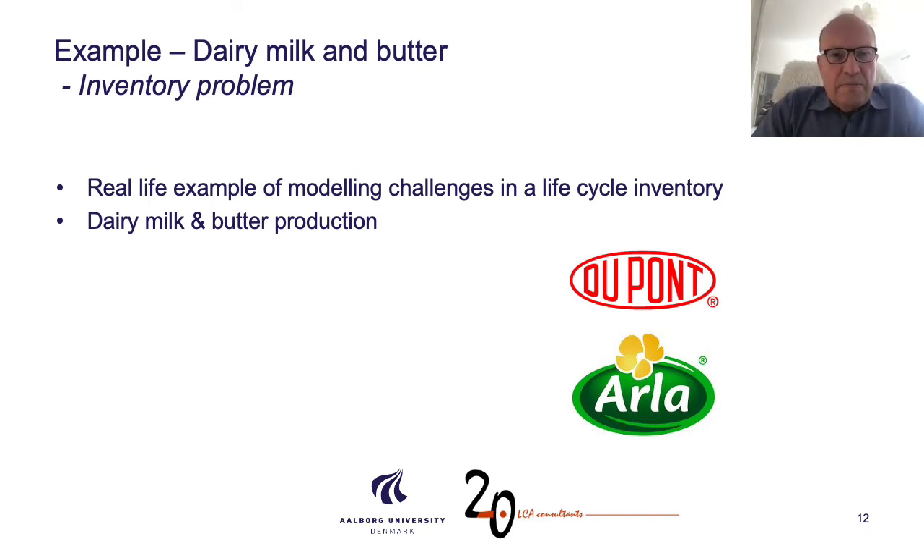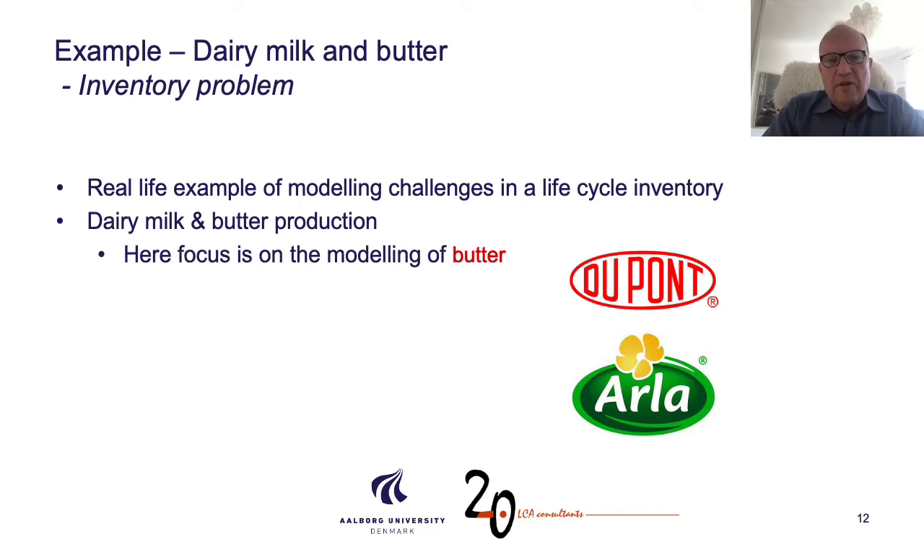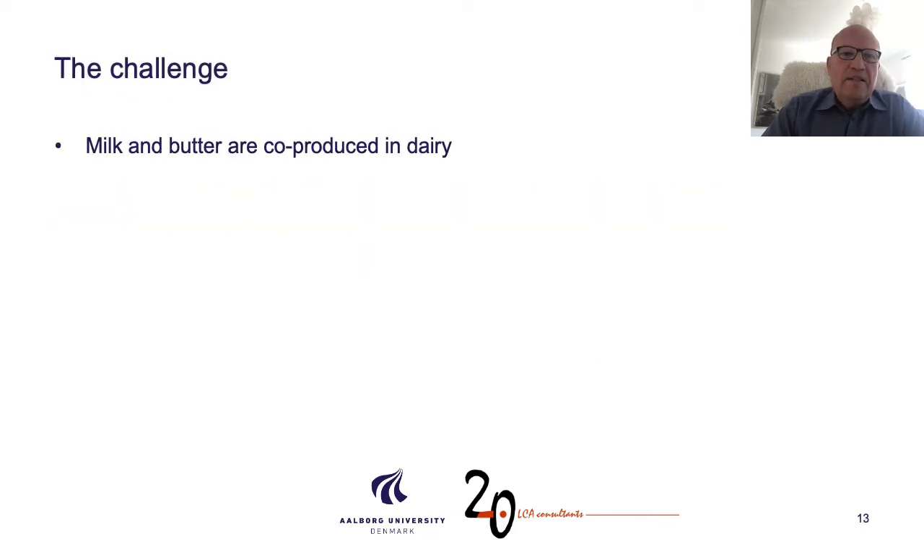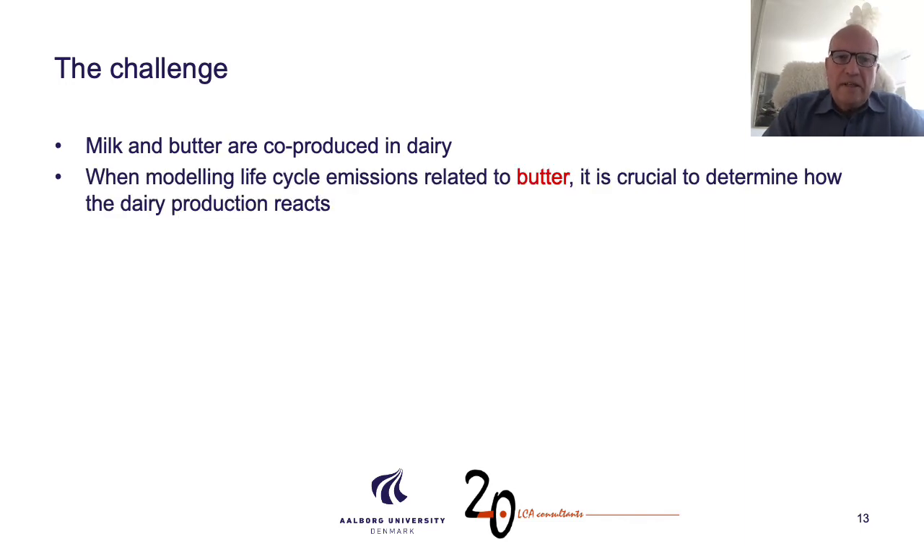I will now explain an example of a concrete case that we had for the two companies DuPont and Arla on modeling what happens in a dairy when you ask for more butter. So the focus here is on the modeling of butter. The challenge is that we have a co-production of milk and butter, and when modeling the life cycle emissions related to butter, it's really crucial to determining how the dairy production reacts.